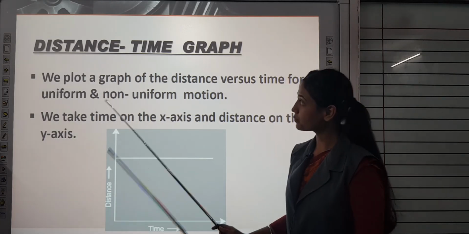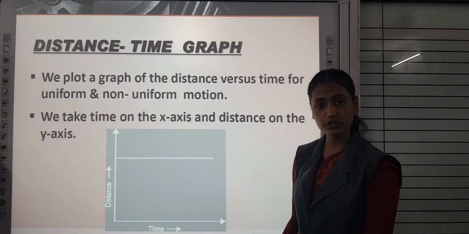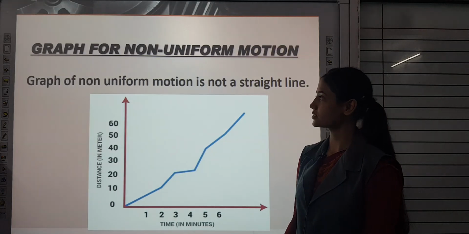So that was all about non-uniform and uniform motion and the distance time graph.